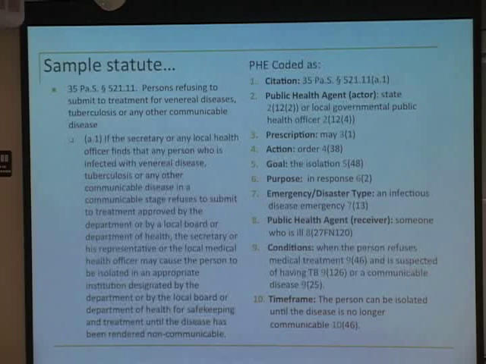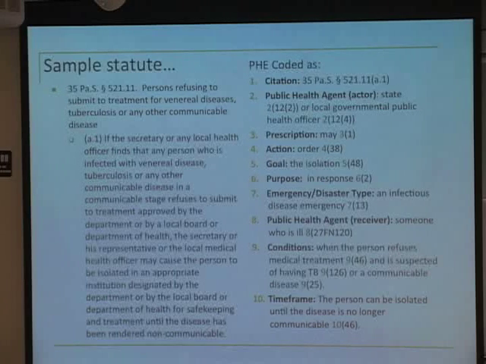So for example, here's a Pennsylvania statute. According to the statute on the left, if a local health officer finds a person with a communicable disease refuses to submit to treatment, he can order basically isolation of the individual. This is the statute that gives that power. And they coded it. And they created a very elaborate coding table and filled it in for each of the statutes.